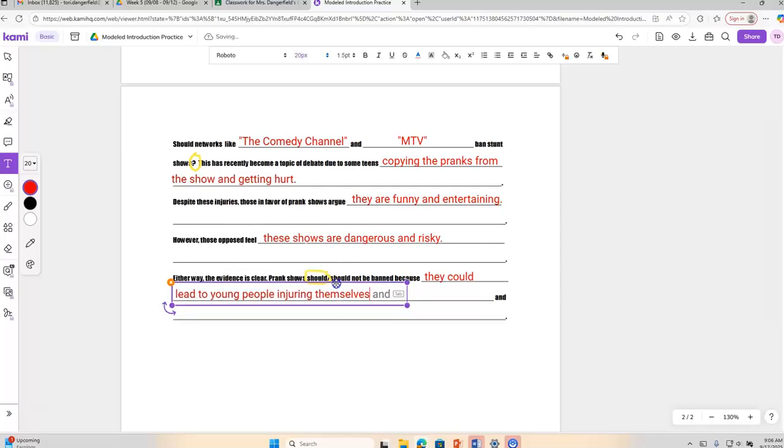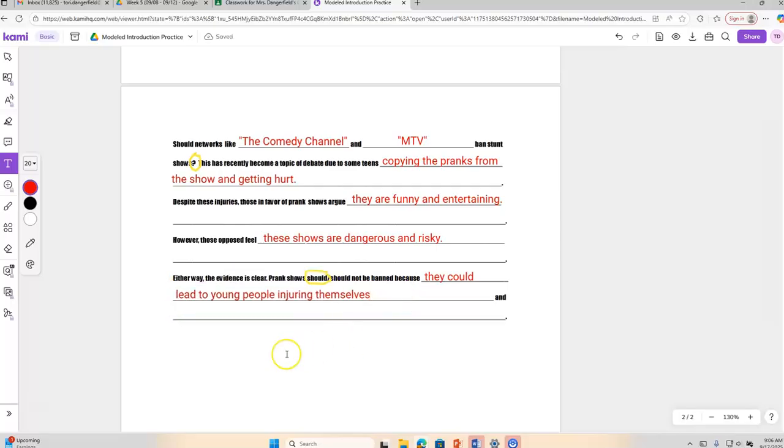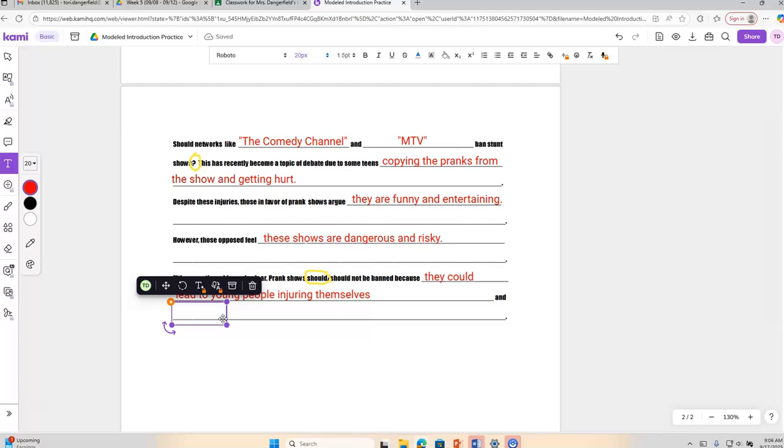That's going to be my first reason, but remember, we always want to list 2 reasons in our thesis statement. So my next reason is also going to be focused on the topic of how it's dangerous, but instead of talking about how they could injure themselves, I'm going to say, and they could cause injury to others.